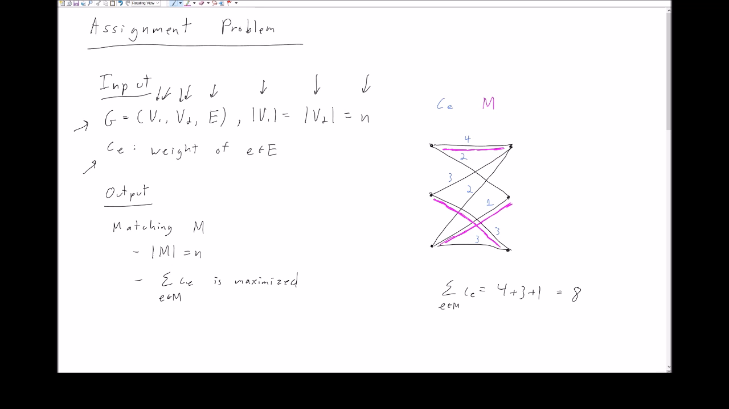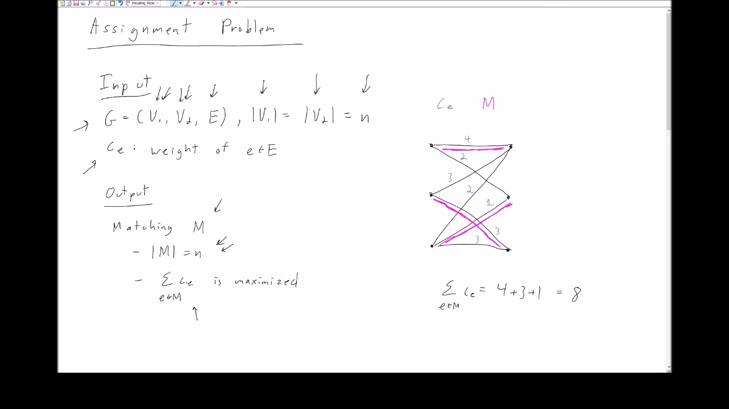In this case, we describe an assignment by a matching. Our matching has size n, meaning that every node in V1 is matched to a node in V2. And the objective is to find the matching that has the maximum weight, where the weight of a matching is the sum of the weights of the edges inside of the matching. In general, we assume that there exists a matching of size n. If there isn't a matching of size n, then we say that the assignment problem isn't feasible.